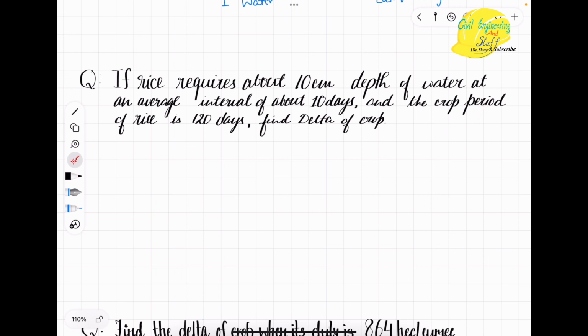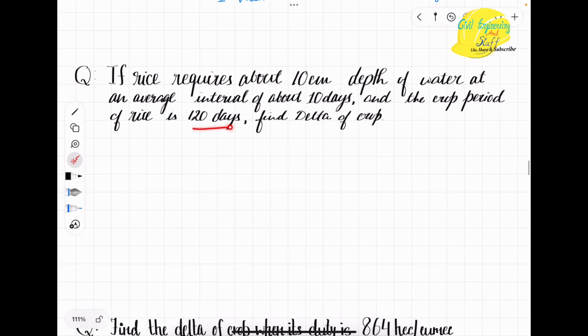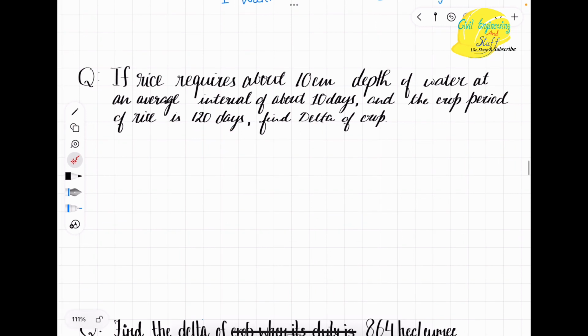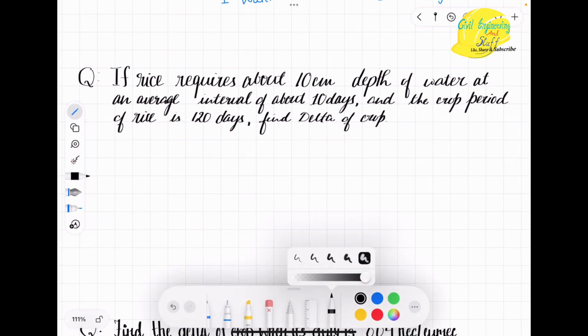Now the question is that the rice requires 10 centimeter depth of water, and this water will need to be supplied every 10 days. So every 10 days we need to supply the rice crop 10 centimeter depth of water so that it can fulfill its water requirement and attain its full maturity, right? And the crop period is 120 days, and we have to find out the delta. Okay, so now let's solve the question.